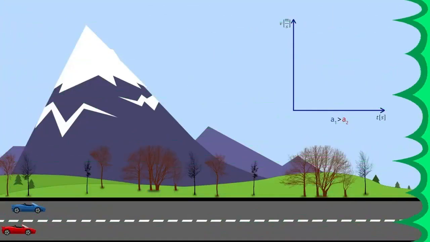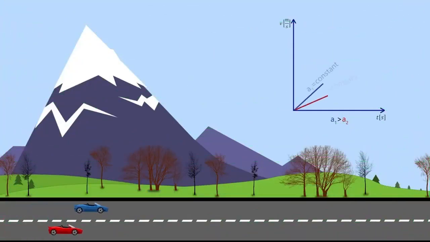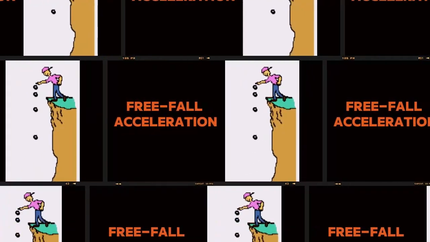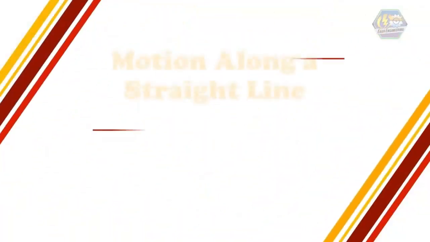Race. Both of the moving cars are moving with constant acceleration. Let us now proceed to free fall acceleration.